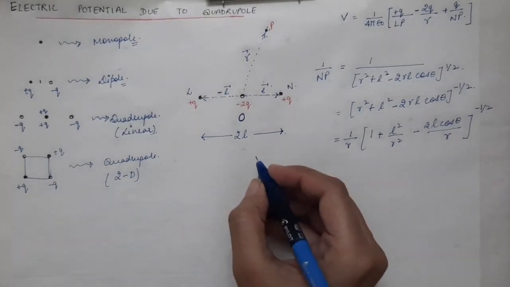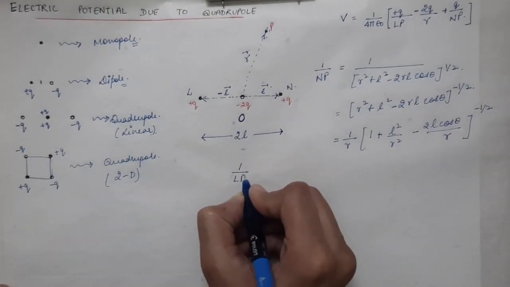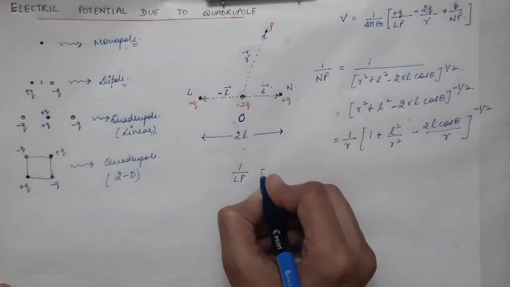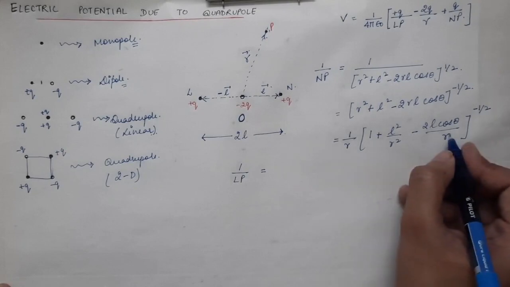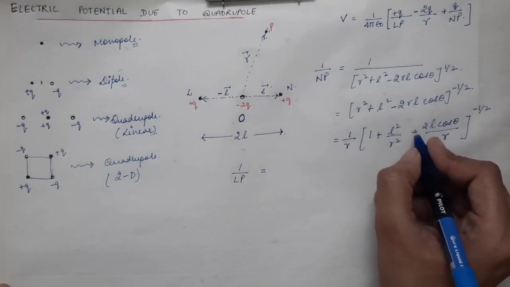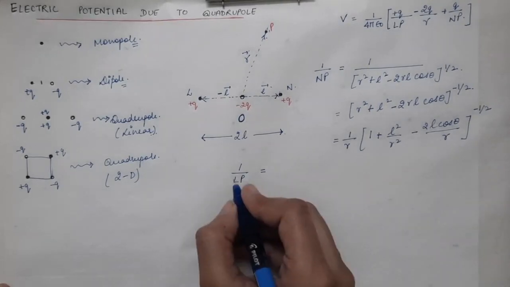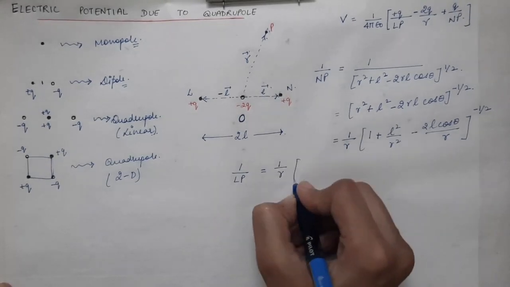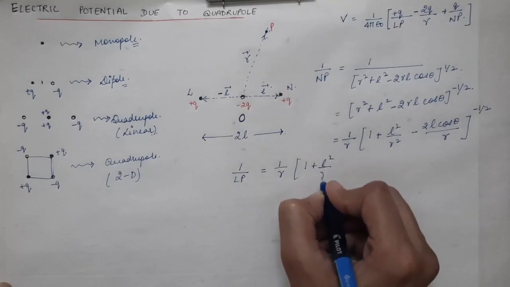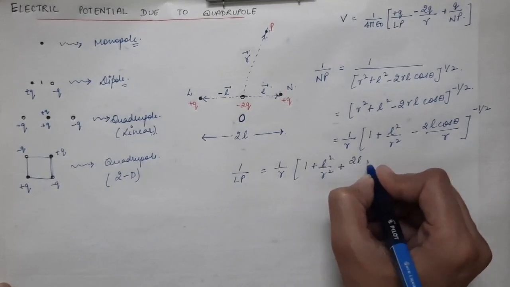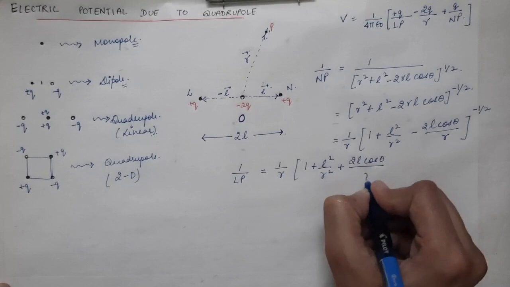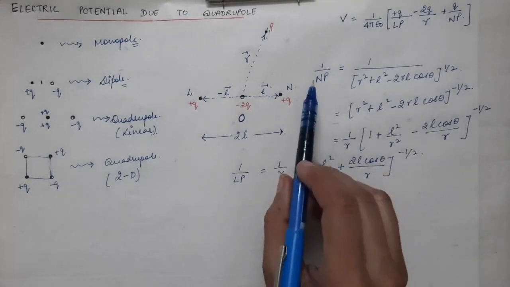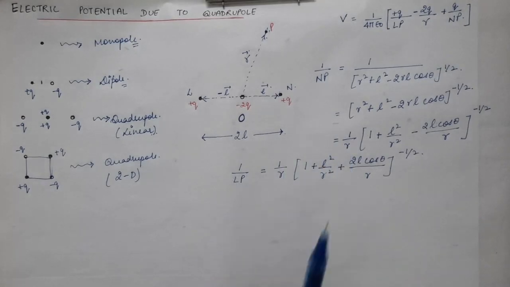And similarly, you will get the expression of 1 by LP. Using this triangle on the left hand side, you will get the expression of 1 by LP, and that will be similar to this form, but there will be a difference of sign. Here there will be a plus sign for the case of 1 by LP. So that will be equal to 1 by R, (1 plus L square by R square plus 2L cos theta divided by R) power minus 1 by 2. So this is the expression of 1 by NP and 1 by LP.